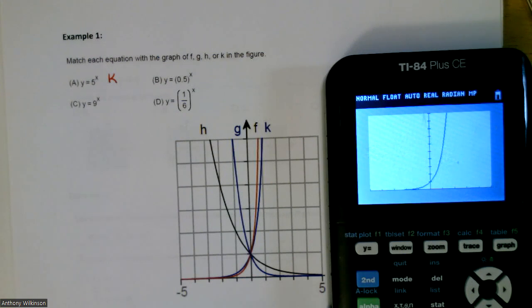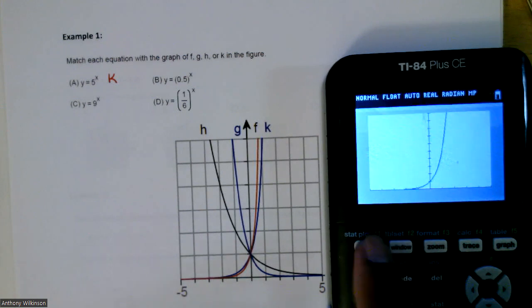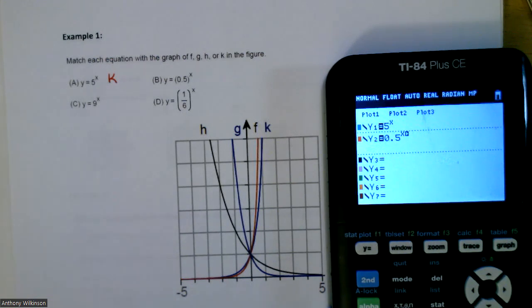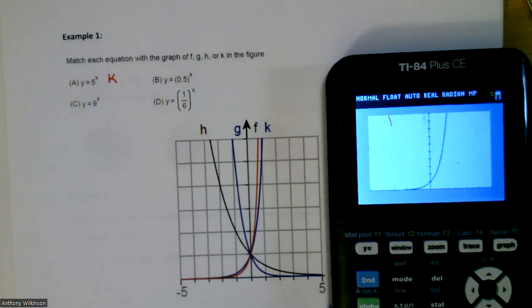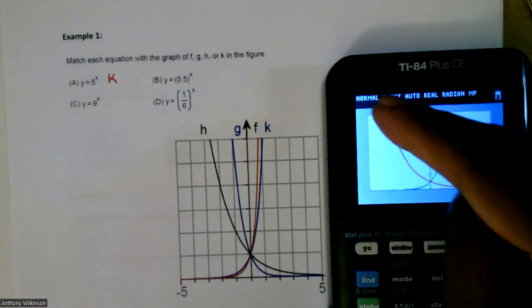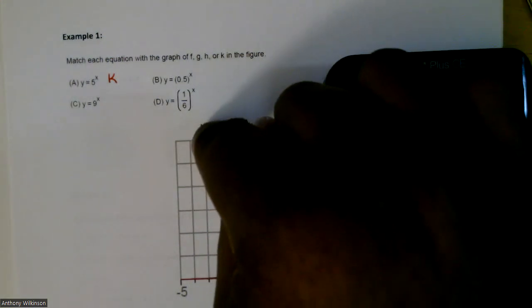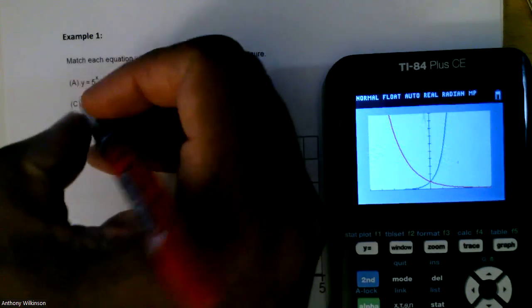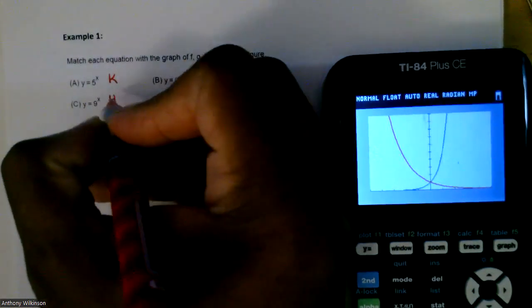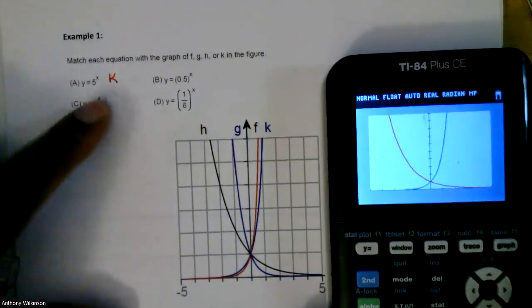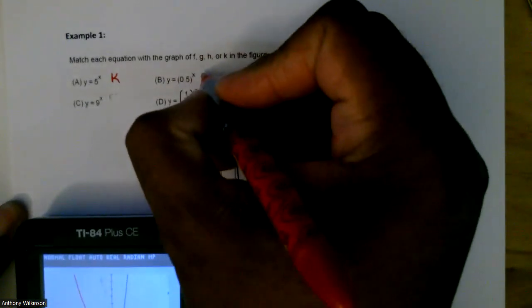And then part B would be y is equal to 0.5 raised to the x. So if I do y equal to, and let me store this in y2, I'm going to put in 0.5, press the hat key, and then get the X,T,theta,n for the x, and then do graph. Now notice that it's coming down this way, and that's what we have here. We've got graph H coming out this way, and then it's coming down, getting closer and closer to the x-axis. So H will have to be the graph of y is equal to 0.5 raised to the x.